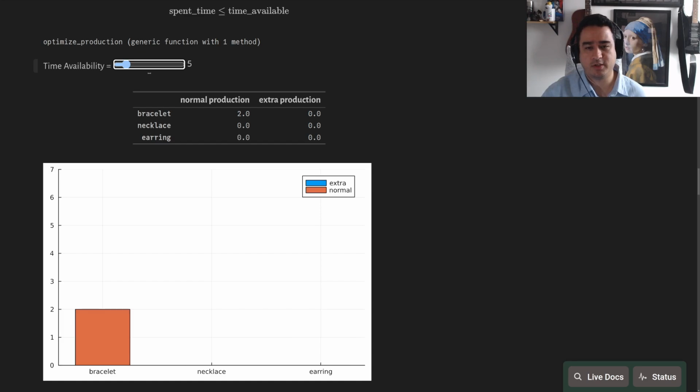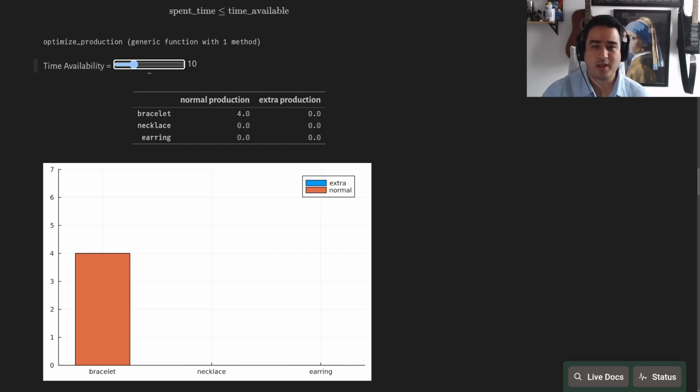5 hours, 2 bracelets. As you remember from last time, the bracelet was the best profit margin. So if you could build only bracelets, that would be better. And here is essentially what's happening. So 2 bracelets. If I have more time, a bracelet and an earring. If I have more time, 3 bracelets, and that repeats until I reach 4, which is the maximum number of bracelets that I can build under demand.